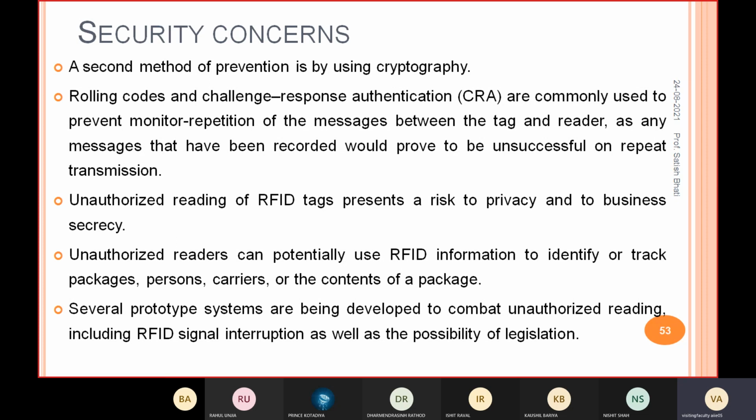Several prototype systems are being developed to combat unauthorized reading, including RFID signal interruption, as well as the possibility of legislation. So people are still working on it. Nowadays RFID tags definitely have some security, but there are some groups of people creating systems that can track it, tap it, or we can say hack it.